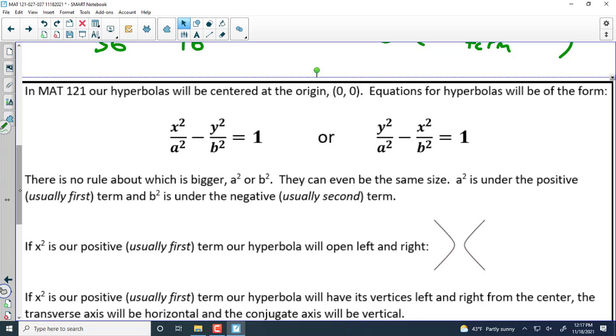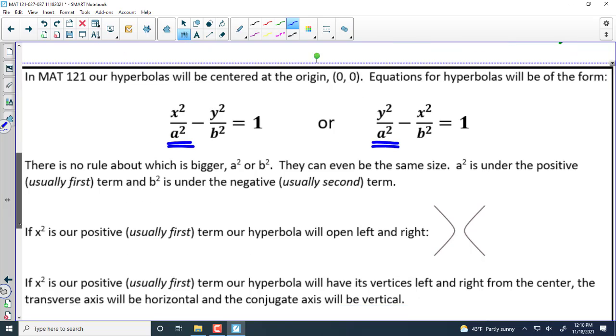In Math 121, our hyperbolas will be centered at the origin, 0, 0. Equations for the hyperbolas will be of one of these two forms. You will notice no matter which form I wrote, I always put a squared with the positive term and b squared with the negative term. Does everyone see that? That's because a squared is not always bigger than b squared. There is no rule about which is bigger, a squared or b squared. They can even be the same size. A squared is under the positive, usually first term, and b squared is under the negative, usually second term.